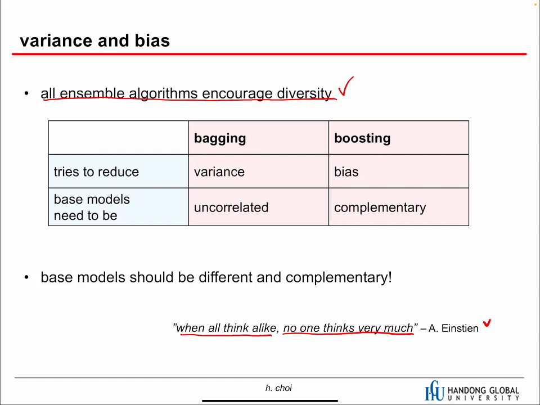So as I said, in bagging we reduce the variance, and in boosting we reduce the bias. In bagging, all the models are supposed to be uncorrelated. And in boosting, all the models are complementary to each other. So when the first model is not working for some samples, the second model can work for those specific samples. So they are complementary to each other. And the base models should be different and complementary. This is a quite important message.